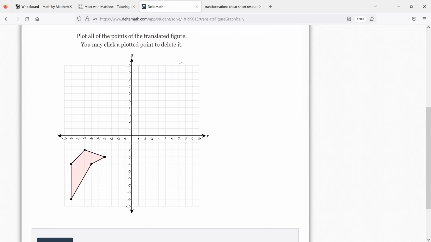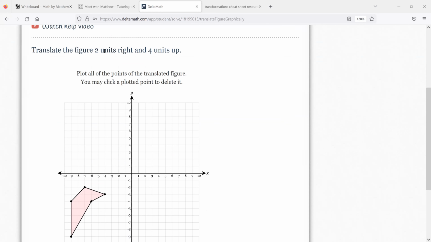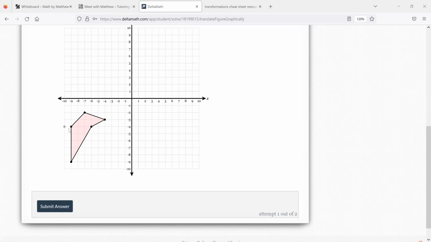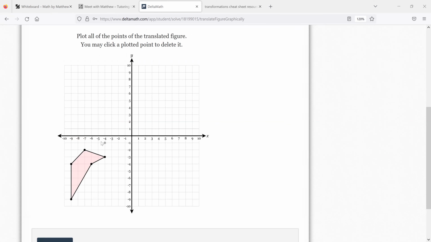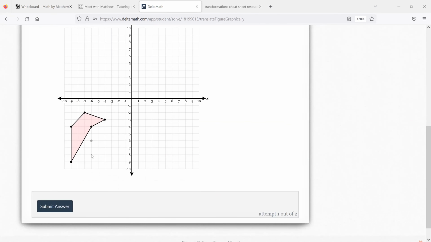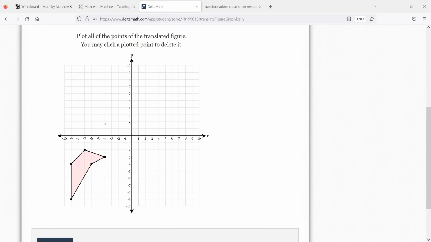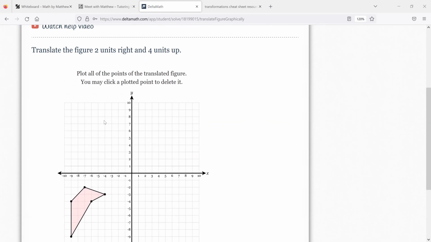Okay, it says to plot all of the points, and they're telling you what to do. It's saying two right, and then four up. So you just pick a starting point. Like I'm going to start in the lower left. You could start in the top right. It doesn't really matter. Two right, and then four up. So actually, I'm going to start here on this one, top right here. Two right and four up.